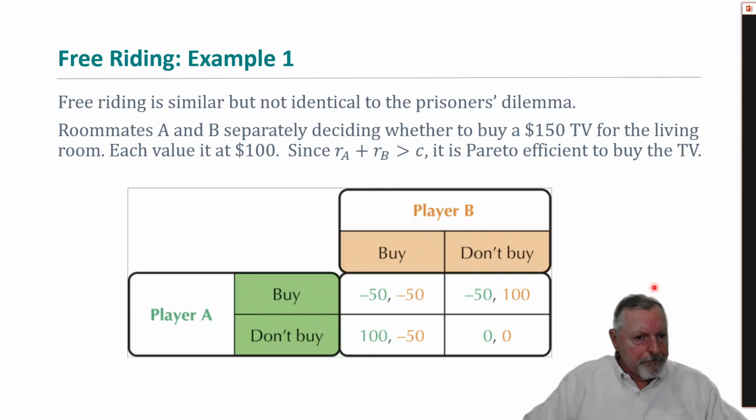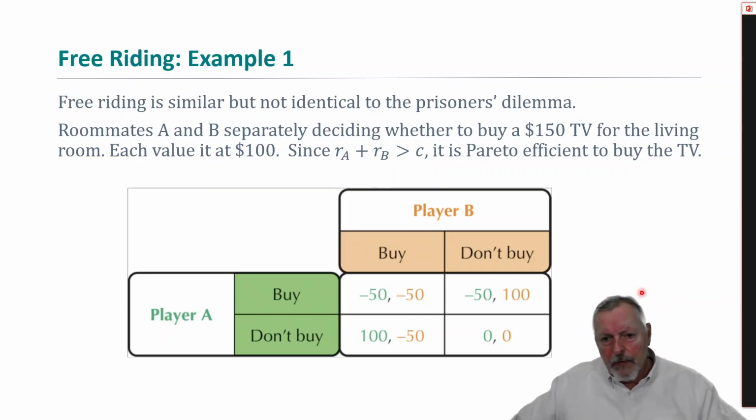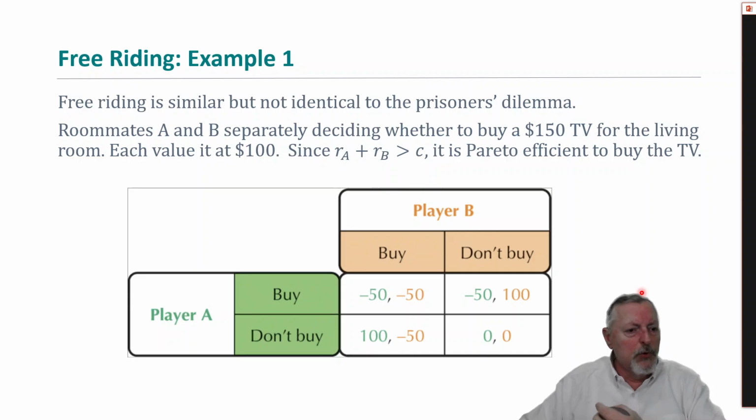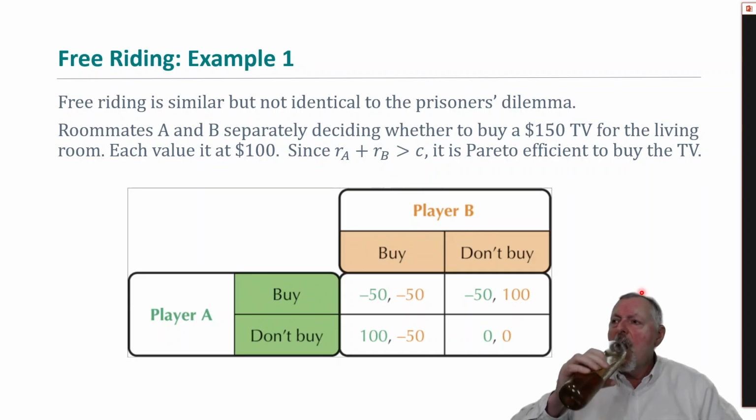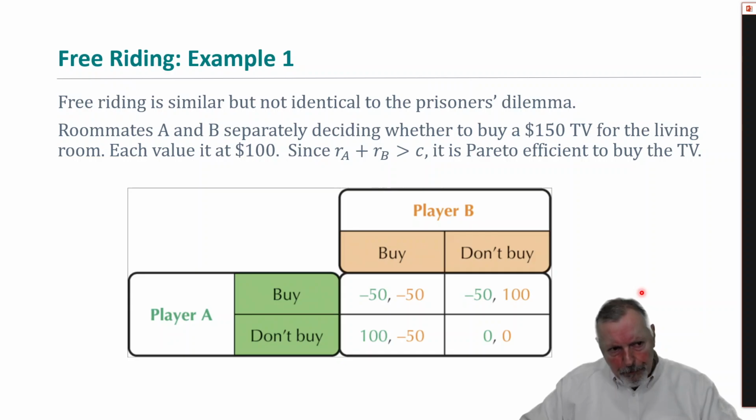Here's an example. Let's assume that there are two roommates, A and B, and they're deciding whether to buy a TV. This is very similar to, but not quite identical to, the prisoner's dilemma we saw in the game theory chapter.